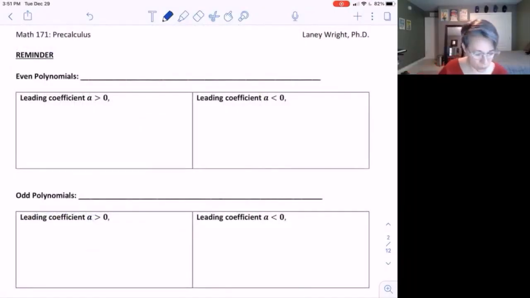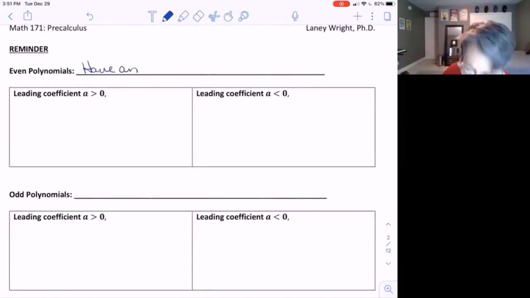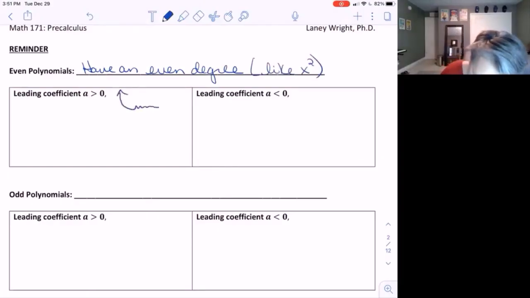Even polynomials have an even degree, like x squared. If the leading coefficient is positive, then it's going to open up regardless of what it does in the middle. Doesn't matter if it's an x squared or an x to the 8th. It might do something weird in the middle, but it will always open up like an x squared.